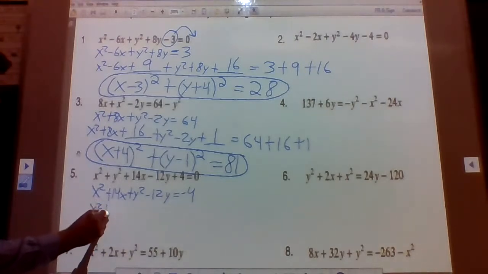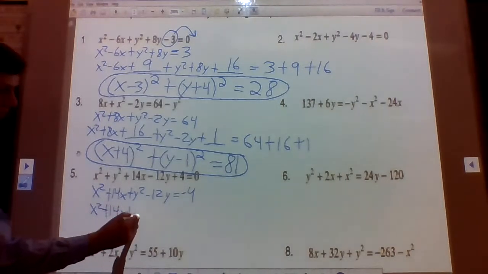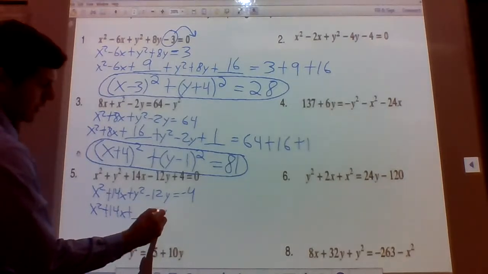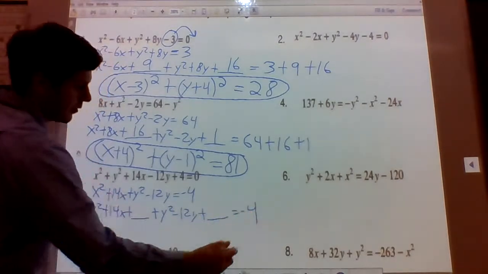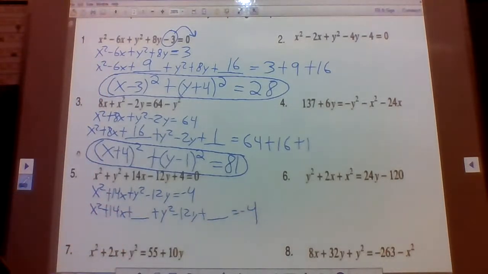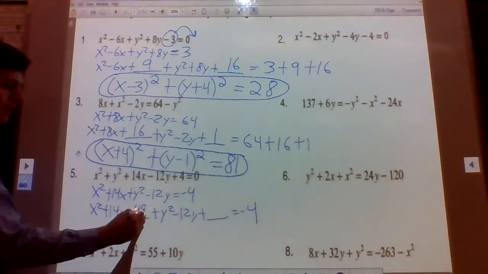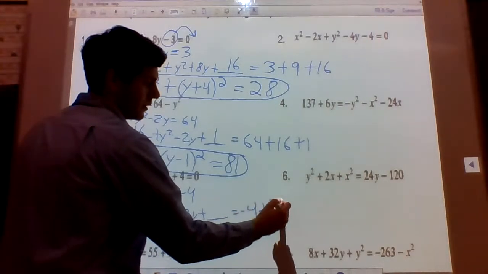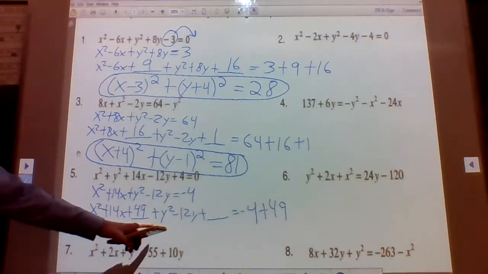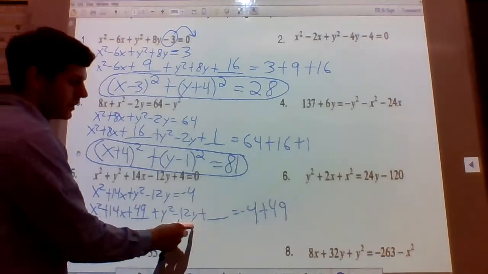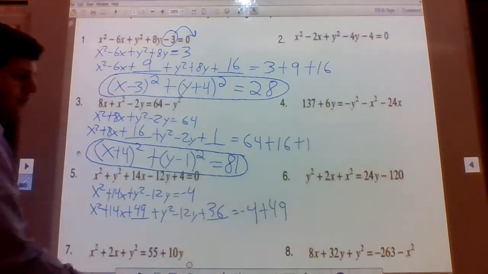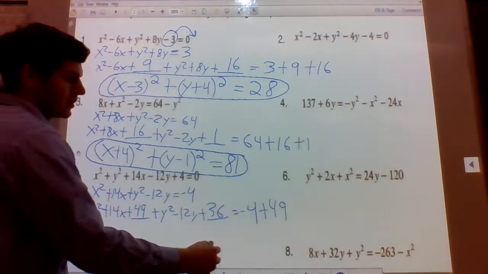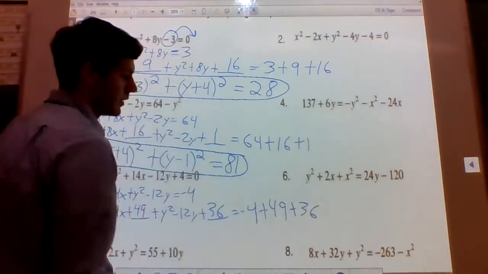So we're going to have x squared plus 14x plus some number plus y squared minus 12y plus some number equals -4. So to find this number, we want to take 14 divided by 2, that's 7, and then square it. 7 squared is 49. If we add 49 to this side, we want to add 49 to the other side. Here we have y squared minus 12y, so we divide 12 by 2, that's 6. 6 squared is 36. If we add 36 to this side, we have to add 36 to the other side.